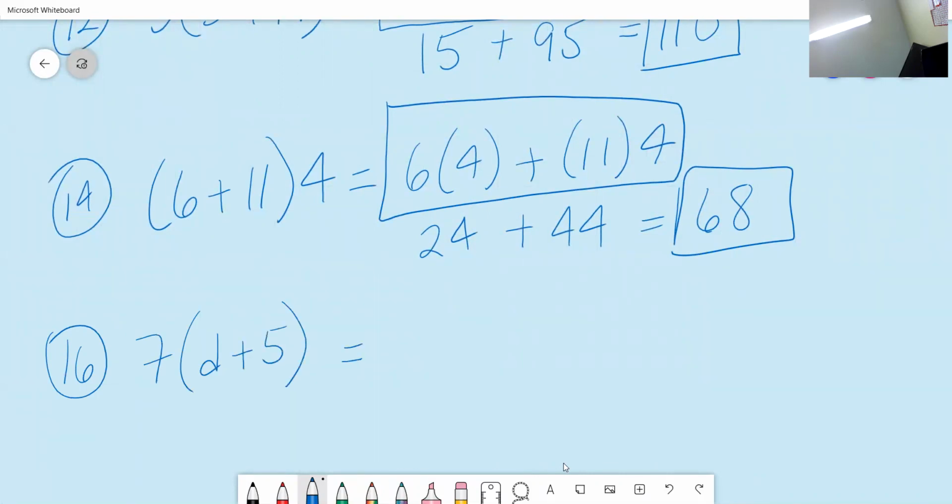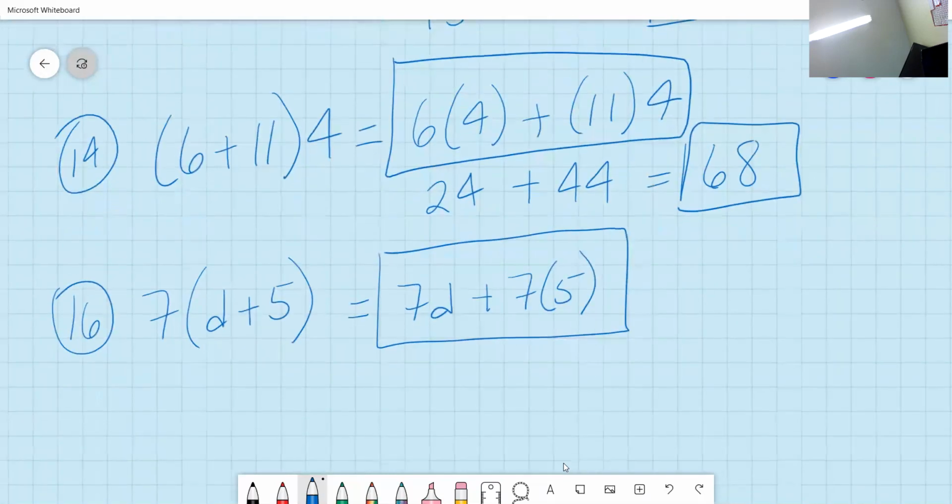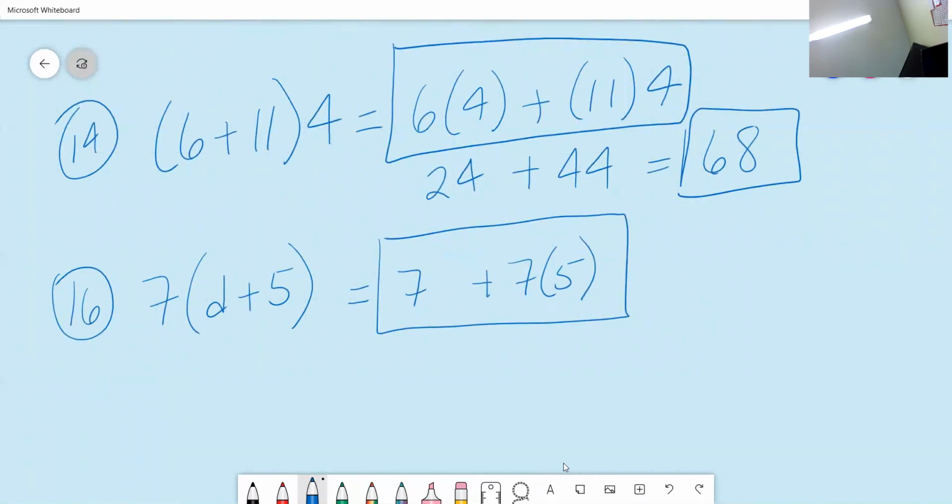So you can't add d plus 5. This is when the distributive property becomes really important. So you have 7d plus 7 times 5. This is your equivalent expression. Fix my d there. There we go. But then we can also simplify the 7 times 5, which gives us a 35. And this is our simplified expression.